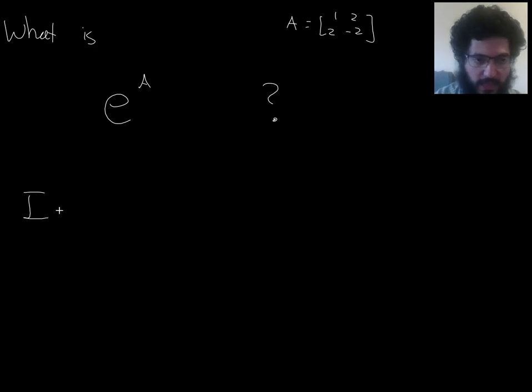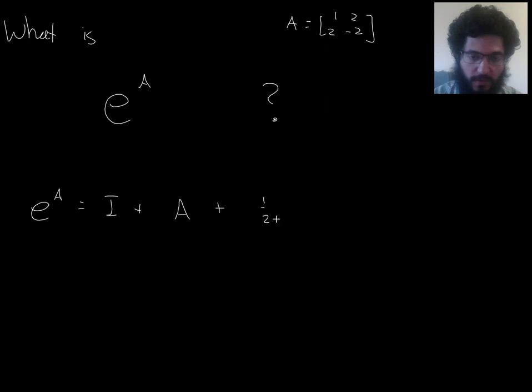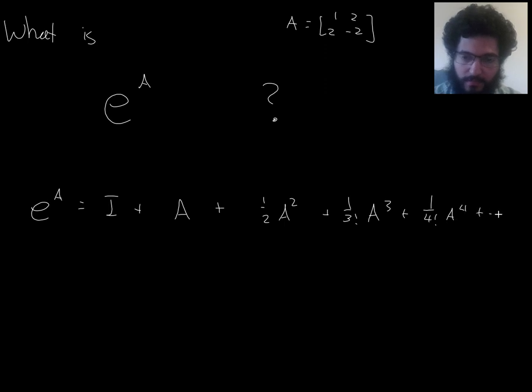Then the answer is that e to the A is the identity matrix plus A plus 1/2 A times A plus 1 over 3 factorial A cubed. So this was actually 2 factorial. This is 1 factorial, and so on. And then find all of those and then figure out what that series converges to.